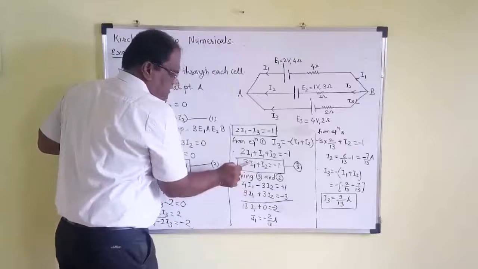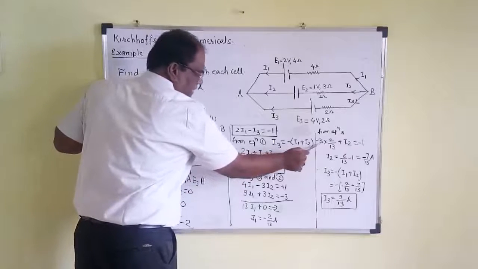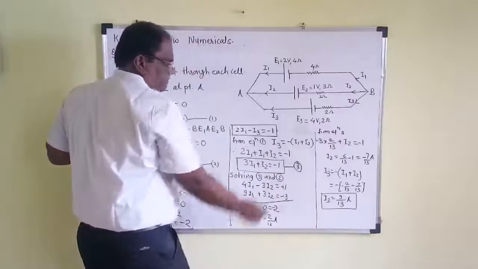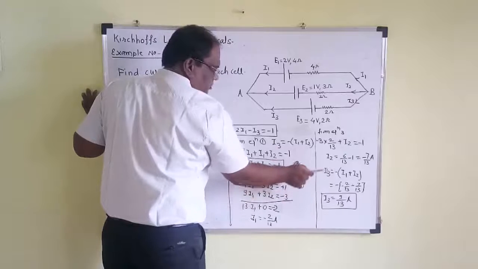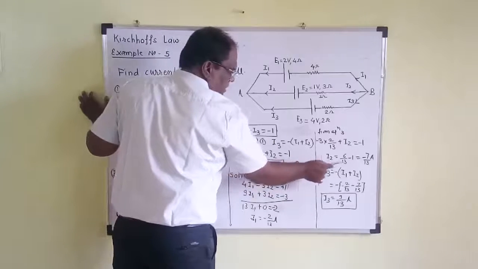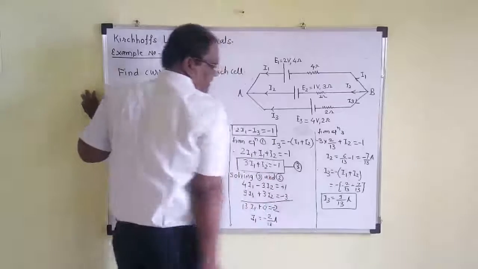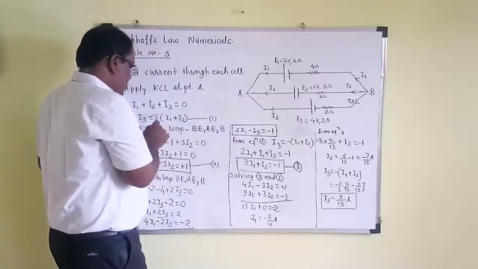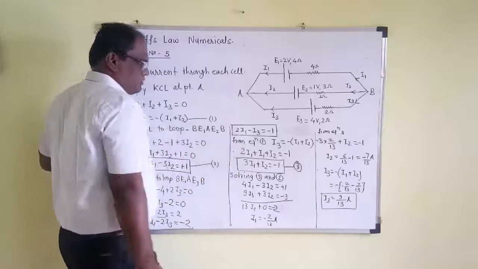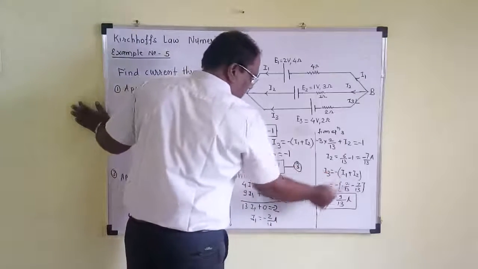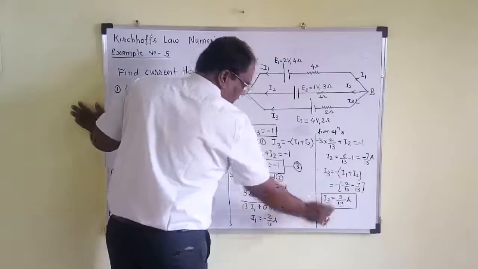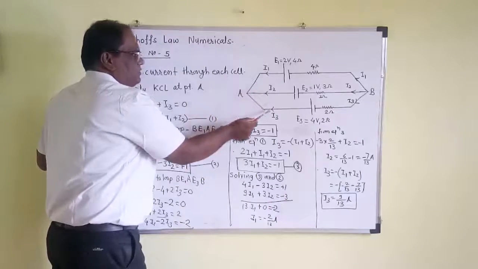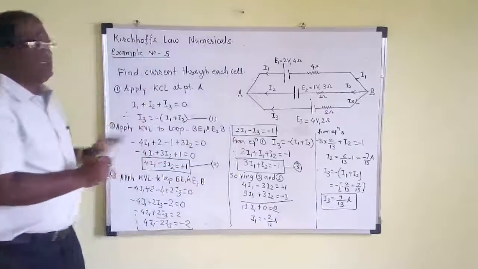Put the value of I1 in this equation. Solve. Minus 3I1 plus I2 is equal to minus 1. After solving, you will get I2 is equal to minus 7 by 13 ampere. But we know that I3 is equal to minus I1 plus I2. Put the values of I1 and I2, you will get the value of I3. In this way, we can determine I1, I2, I3 by applying Kirchhoff's law.